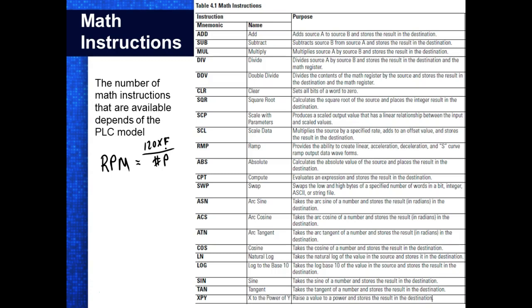So the minimum number of poles we could have is what? 2. Got to have 2 poles, north and south, even though they're swapping, right? So how fast would this motor try to run? Anybody know the frequency of the power grid in the United States? Nobody in this class knows the frequency of the power grid in the United States. Not the voltage, the frequency. 60. Yeah, 60 cycles per second. We say hertz. Hertz stands for cycles per second.